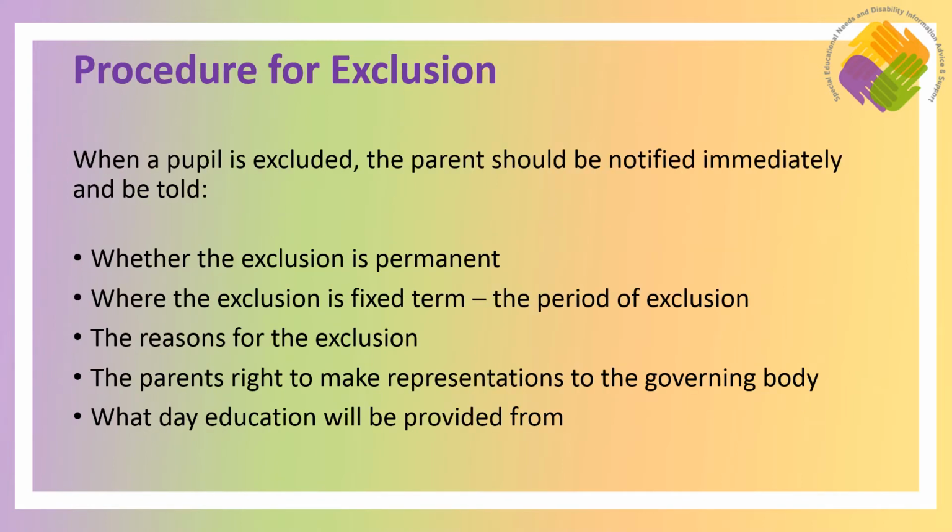So what's the procedure for exclusion? When a pupil is excluded, the parent should be notified immediately and be told whether the exclusion is permanent, where the exclusion is fixed term, the period of exclusion, the reasons for the exclusion, the parent's right to make representations to the governing body, and what day education will be provided from.